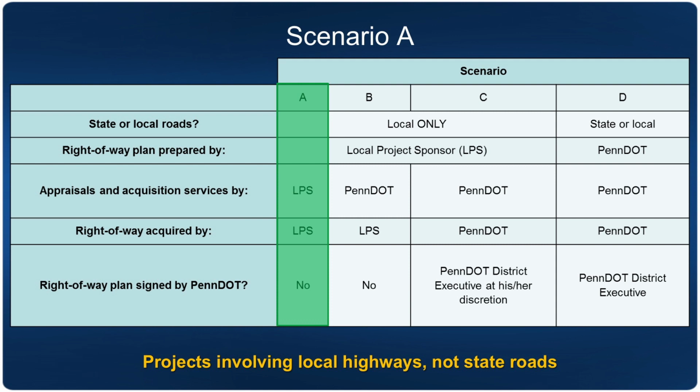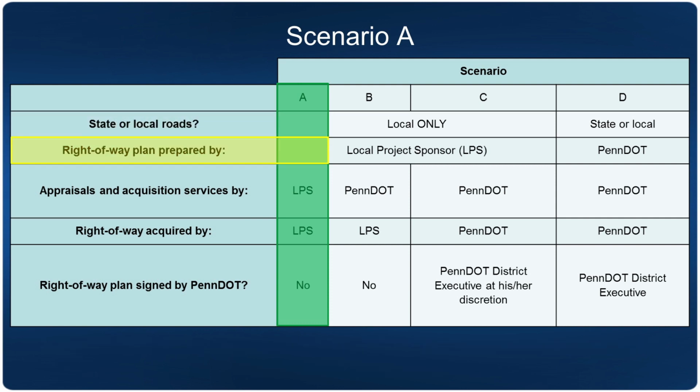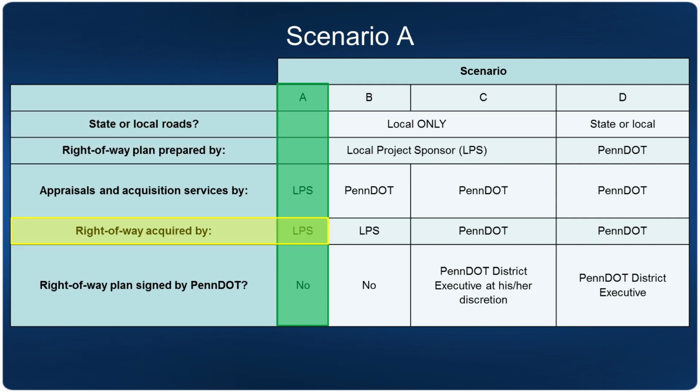Scenario A. Projects involving local highways, not state roads. Local highways include any public roadway and/or bridge owned and maintained by a county or local municipality. The local project sponsor is preparing the right-of-way plan and acquiring all of the necessary right-of-way for the project. In this scenario, PennDOT will not be signing the right-of-way plan.